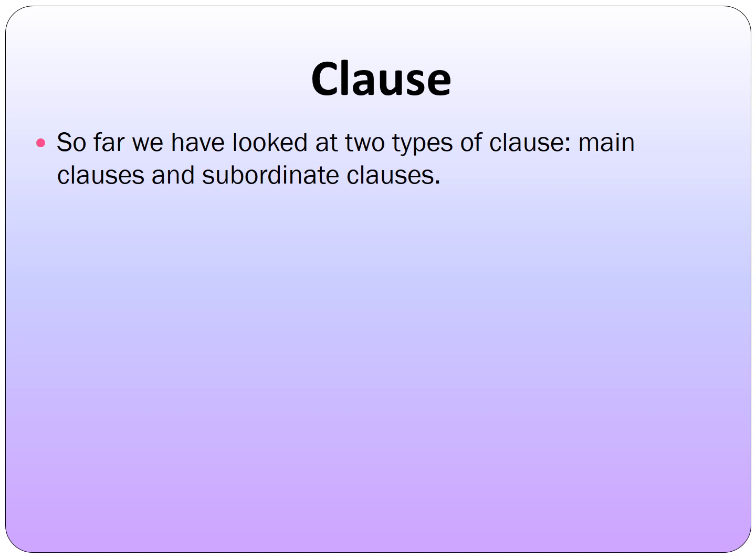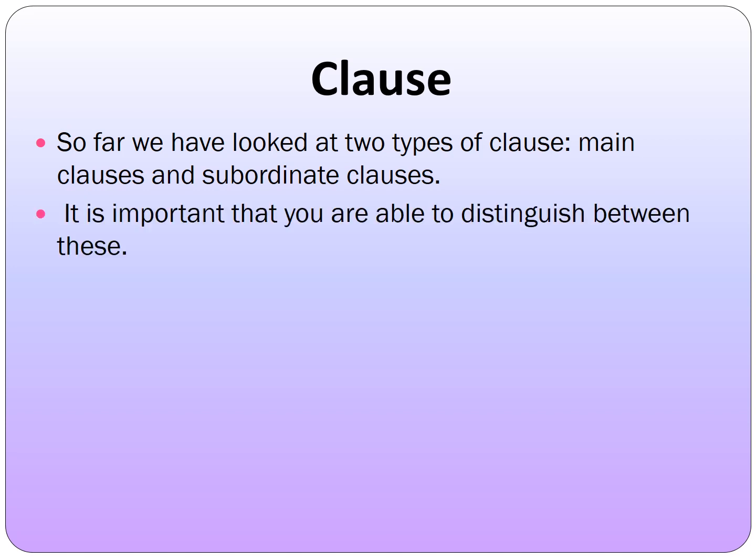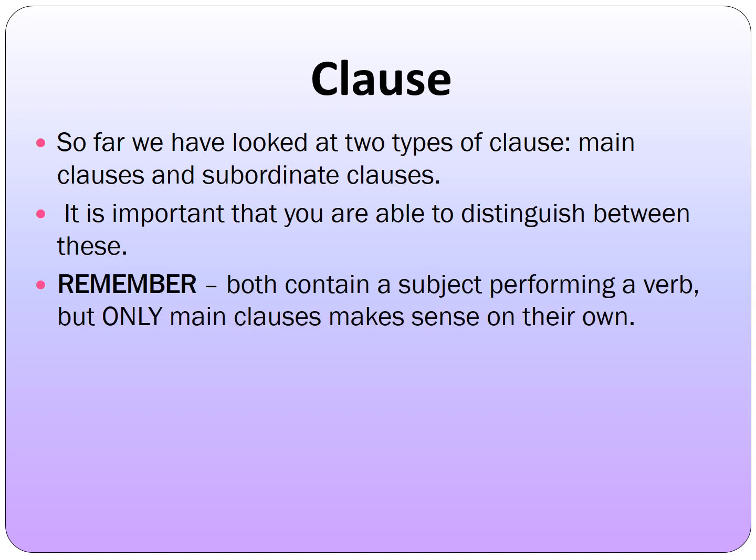So far we've looked at two types of clause, main clauses and subordinate clauses. It is important that you are able to distinguish between these. Remember that both of them contain a subject performing a verb, but only main clauses make sense on their own.